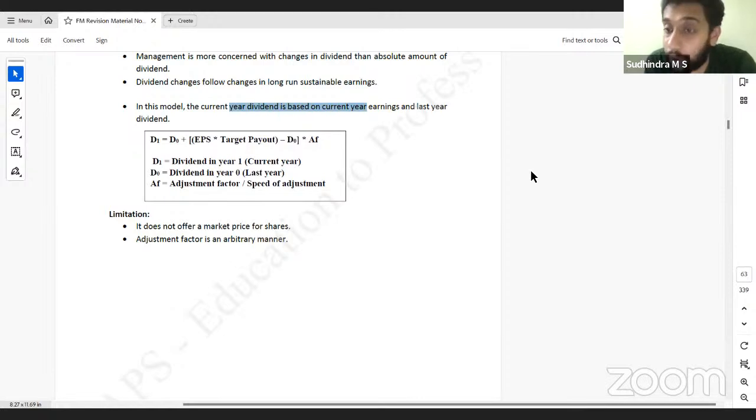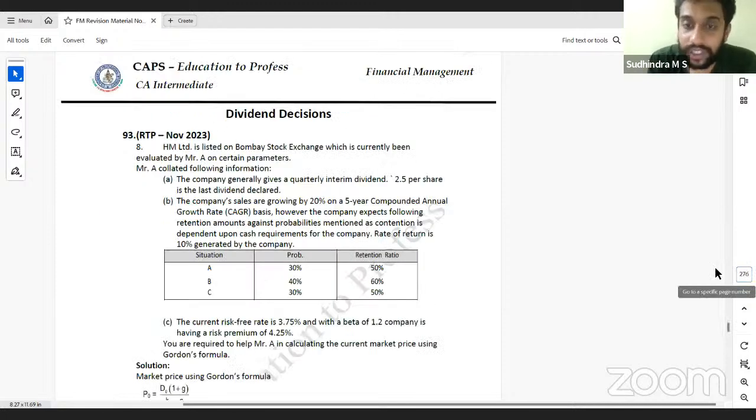However, in case of Graham and Dodd model, emphasis is on DPS, dividend, correct. So (D plus E by 3) into M. Whereas in Lintner's approach, we are focusing on target dividend, achieving it over a period of time. So adjustment factor comes into the picture. Okay, these are the concepts that are there in dividend decisions. Any doubts in this? No. Okay, we'll look into some questions.